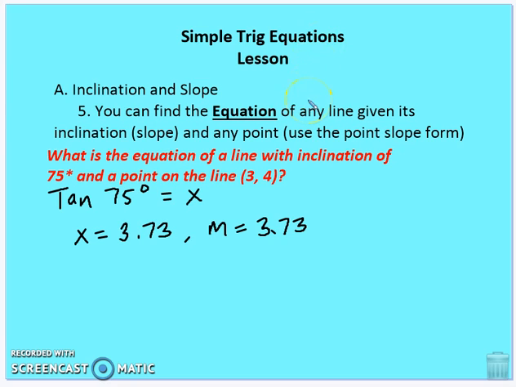All right, so now we're going to use that, and we're going to create an equation for a line. And if you recall from point-slope form, what we need is the slope and a point. So I'm giving you the point at (3, 4), and we have a slope of 3.73, or based on an inclination of 75 degrees. And now I want you to pause and write the equation for this line.